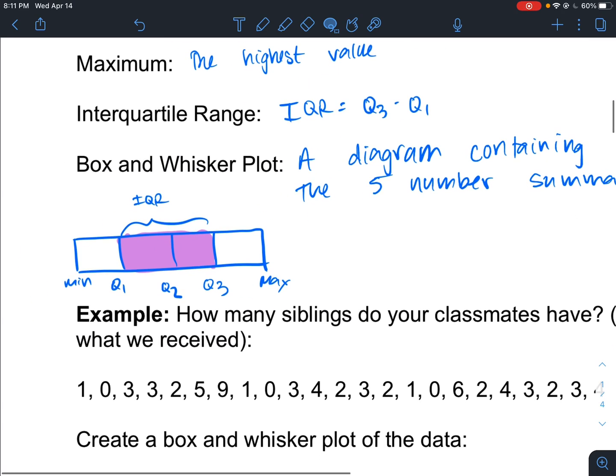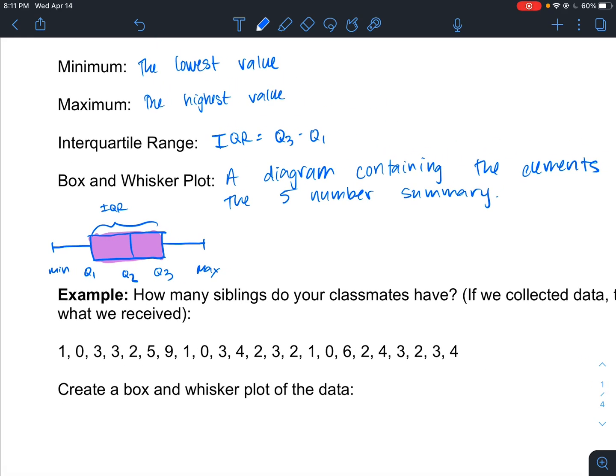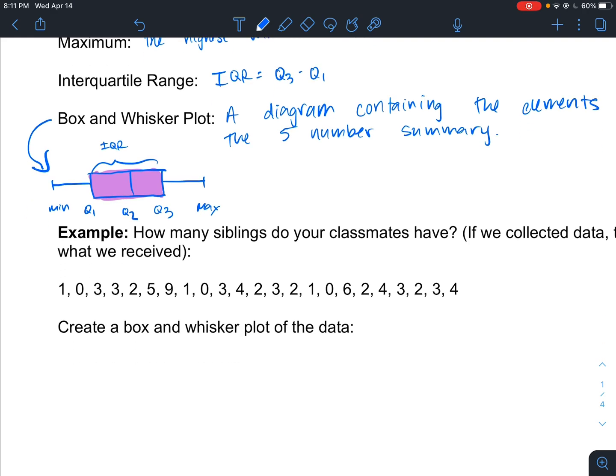And instead of showing this as a box right here, a box and whisker plot will look something more like this, where you still draw your interquartile range as the box, but you draw the first quarter and the last quarter as what they call the whiskers. This is to help us show where the bulk of the data is. The interquartile range shows us where most, 50%, of the data lies. This is what a box and whisker plot diagram looks like.